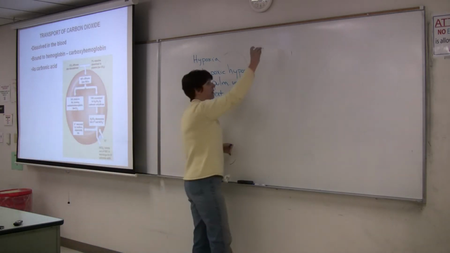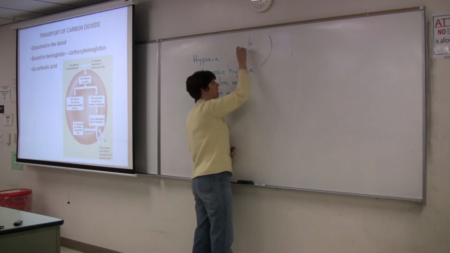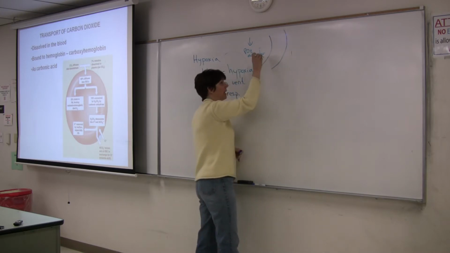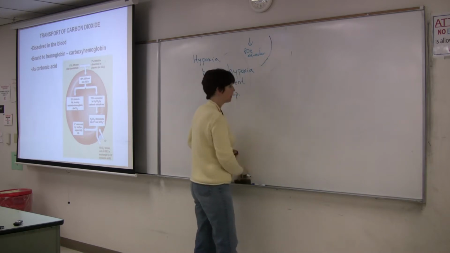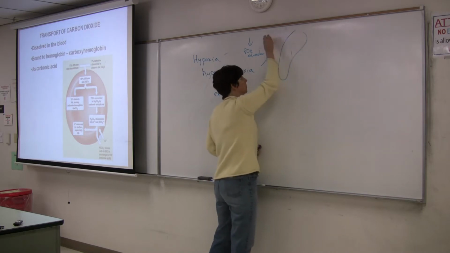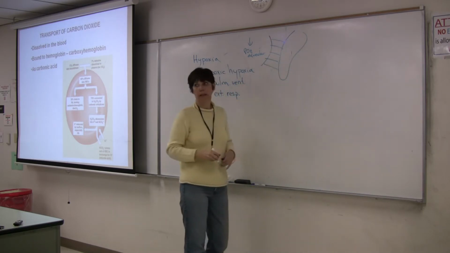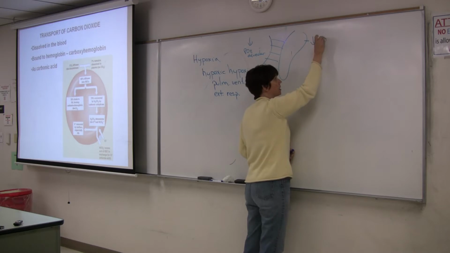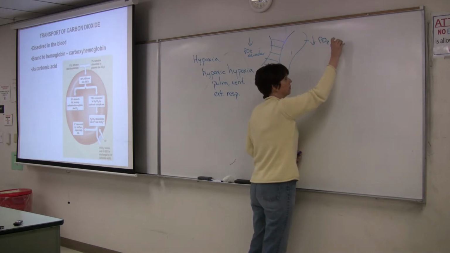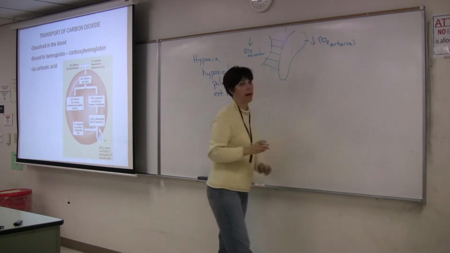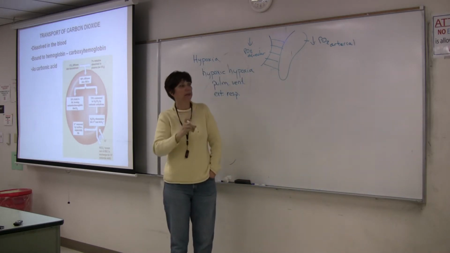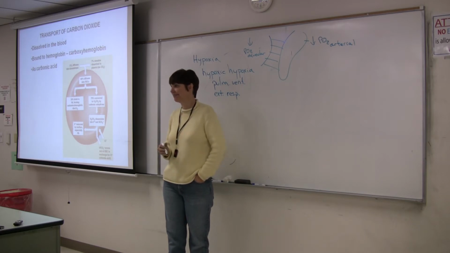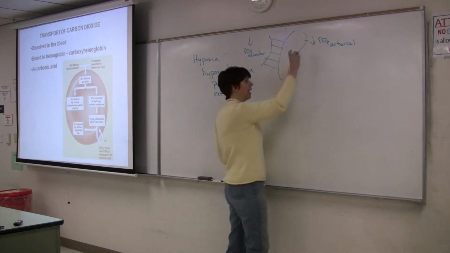So because of this, we have either a decreased alveolar PO2 and or we have a really thick respiratory membrane. But either or is going to result in a decreased arterial PO2 for hypoxic hypoxia. With the decreased PO2, what's going to happen to our percent hemoglobin saturation? It's going to decrease as well. Okay?